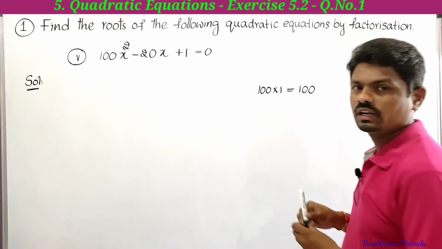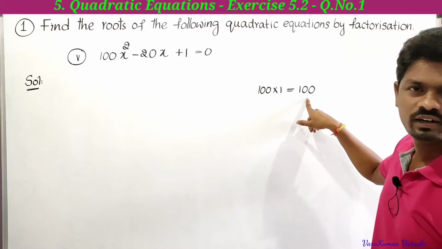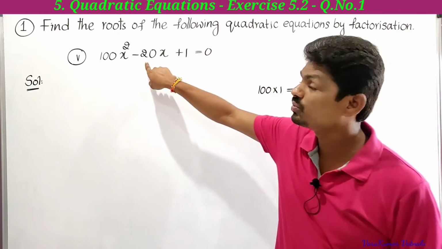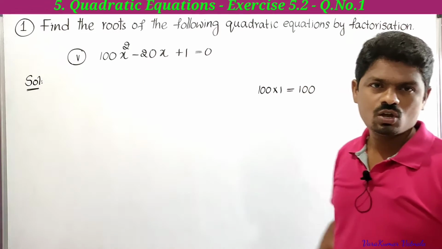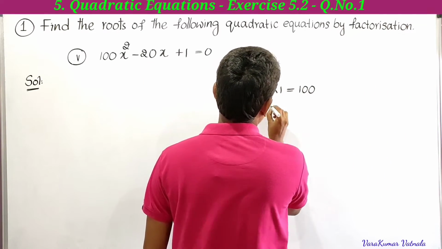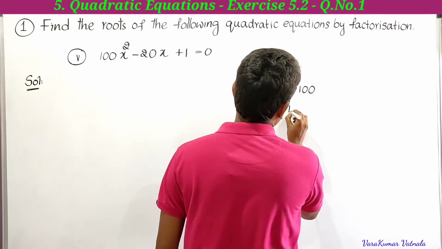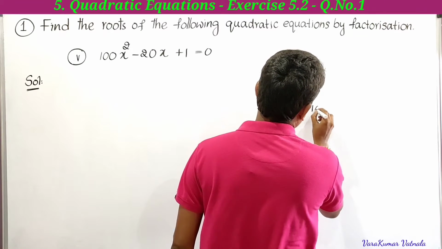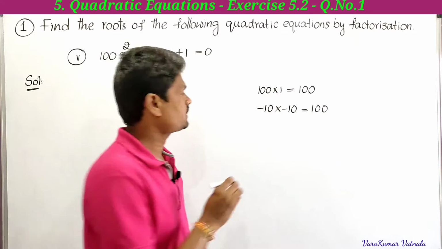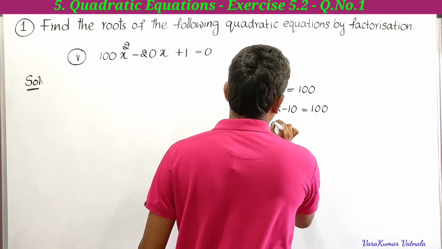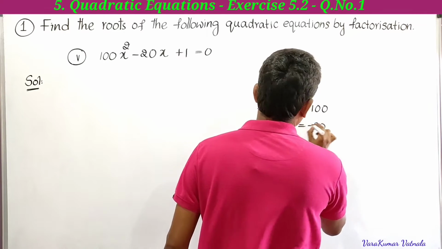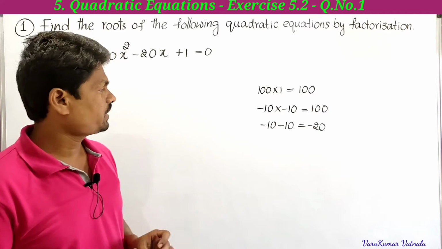Now we have to select two factors for 100. Their product should be 100 and their sum should be minus 20. So I am selecting minus 10 and minus 10. Minus 10 into minus 10 is equal to plus 100, and minus 10 plus minus 10 we get minus 20. So these two are the correct factors.